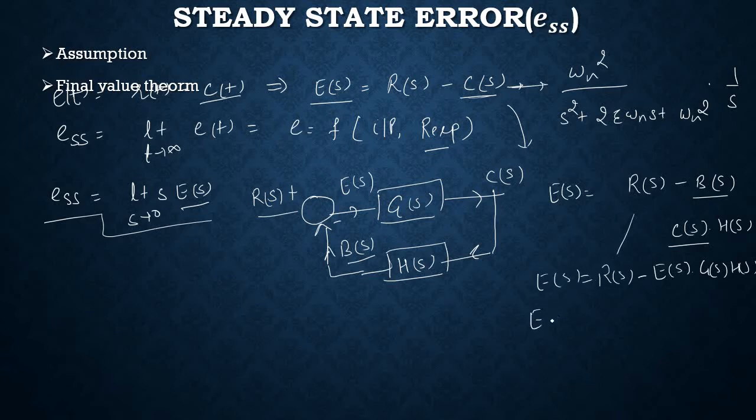So when we calculate E(s), it comes out equal to R(s) divided by 1 plus G(s) H(s). Then we put this value here and find the steady state error. And you can see very clearly in this case what happened in the previous case.